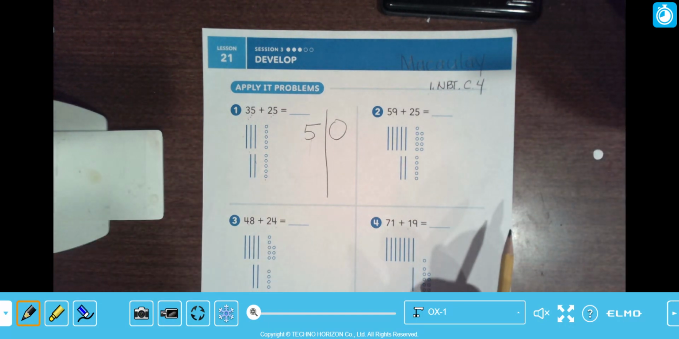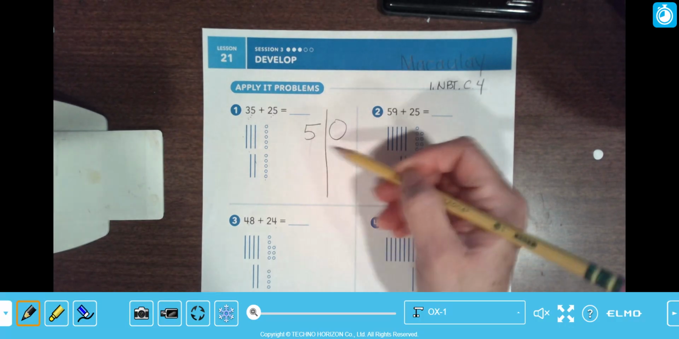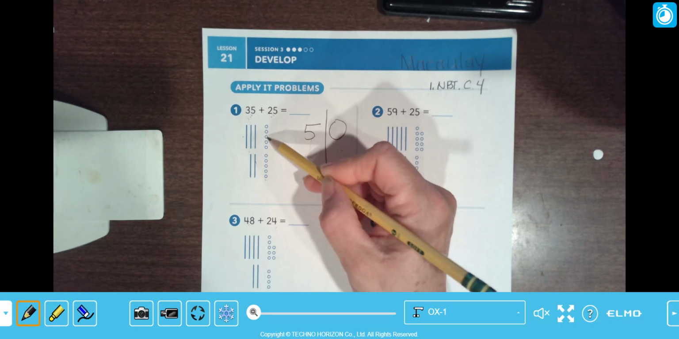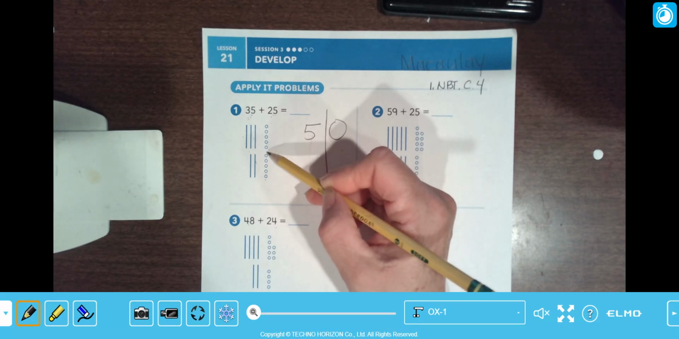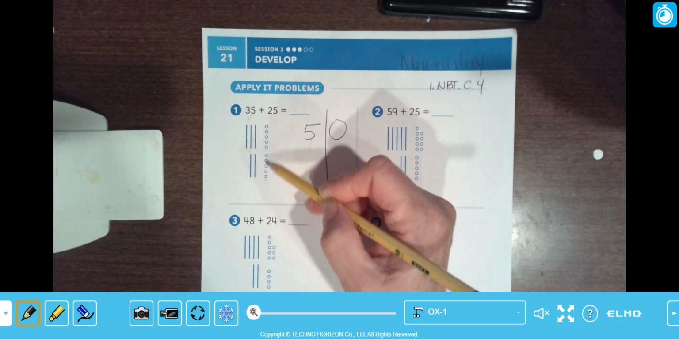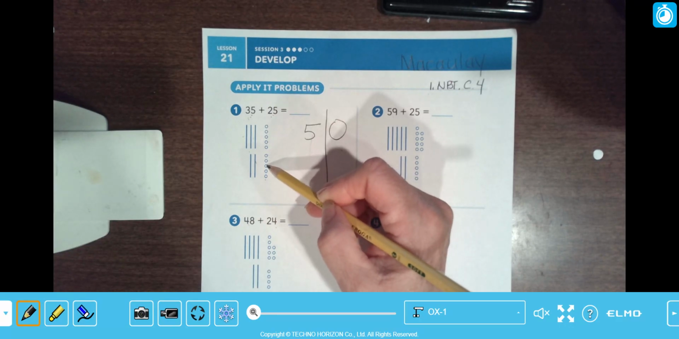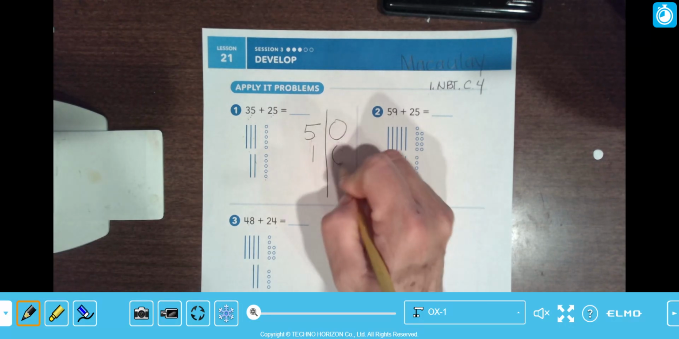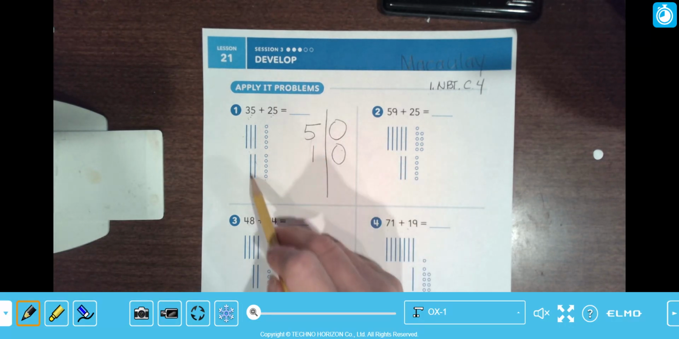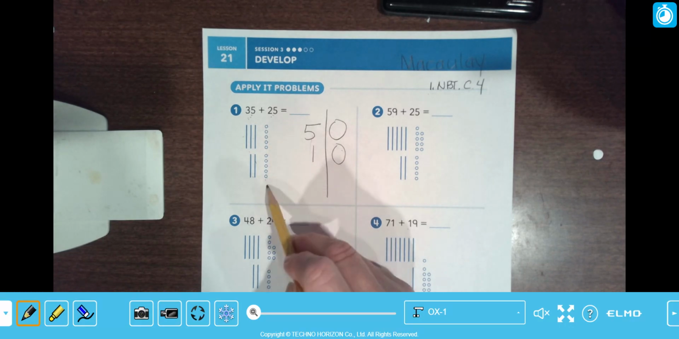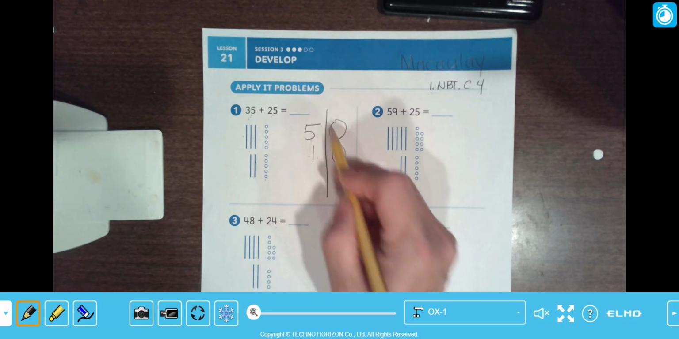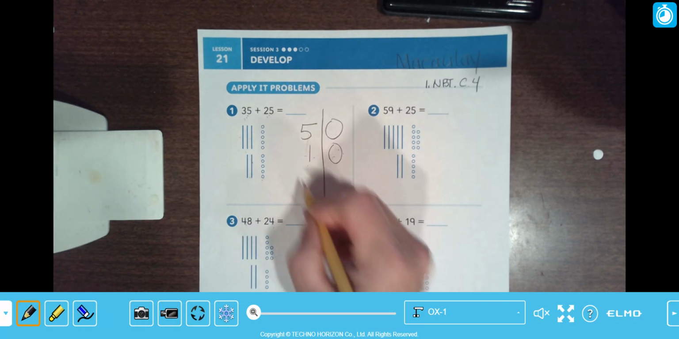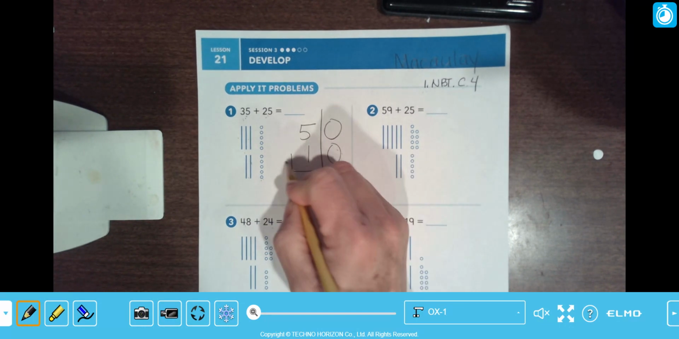Okay. Now we're going to add the 1s, and we're going to write that down under here, okay? 1, 2, 3, 4, 5, 6, 7, 8, 9, 10. So we're going to write 10 underneath. So 50 is the 10s. We wrote it on top. Then the 1s is 10. I'm going to write it underneath here. Make sure you separate the 10s and the 1s. Okay, now draw the line underneath.